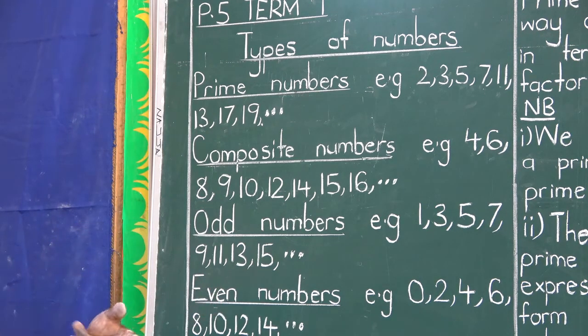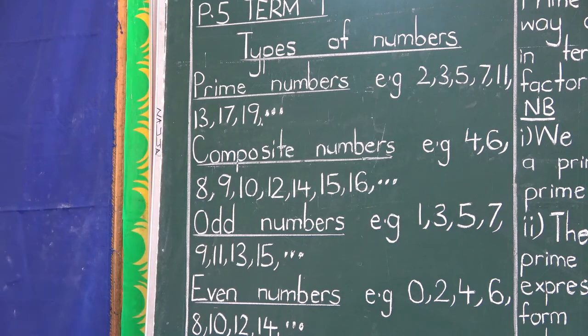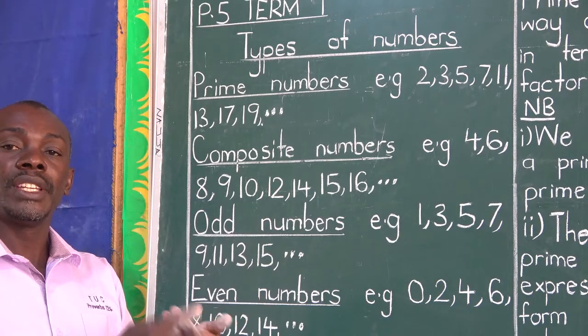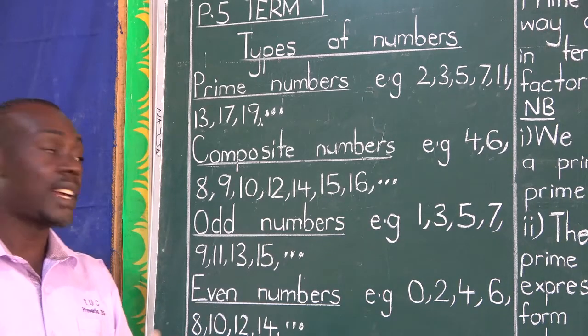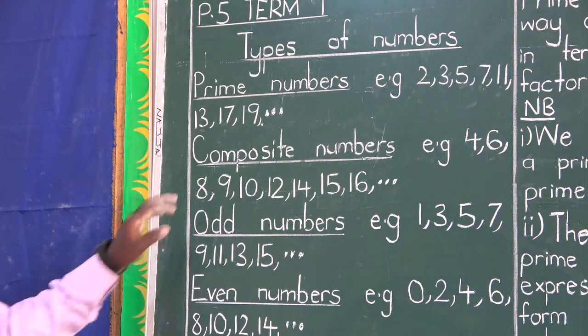That's table 1, table 2, table 3, table 4, 6, and 12. It has got 6 of them. 6 factors. That is 1, 2, 3, 4, 6, and 12. So therefore, any number with more than 2 factors is a composite number.